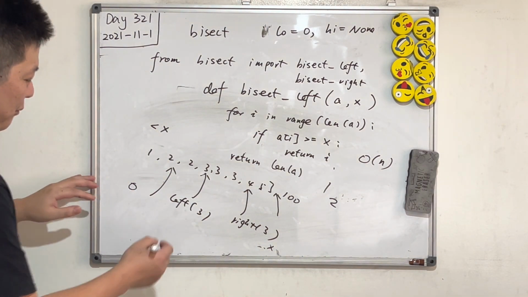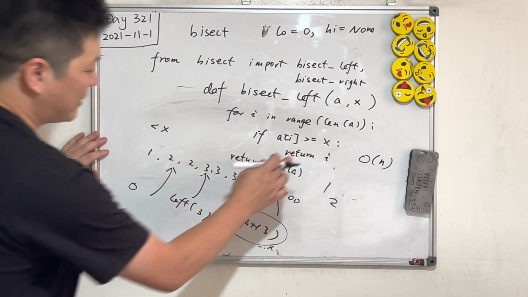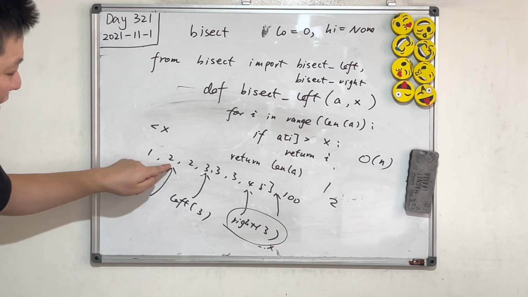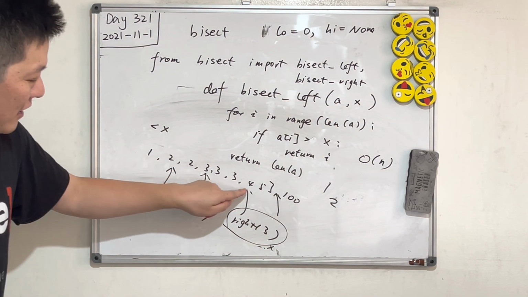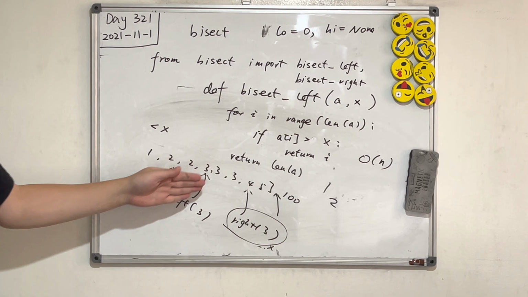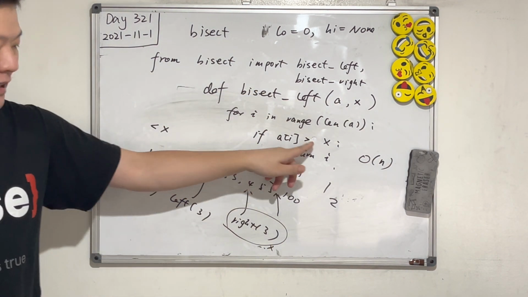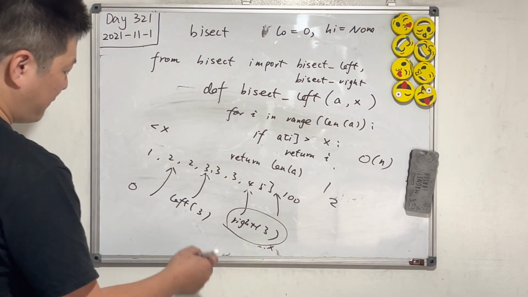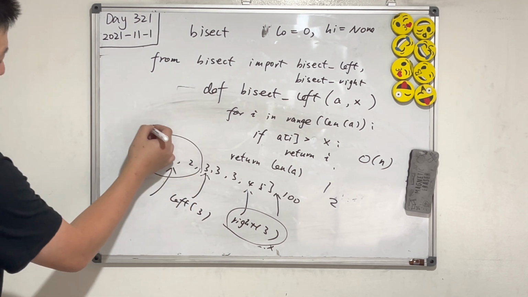Okay, so look at bisect right. For bisect right, we just have to change this equal to bigger. If it's equal, then I keep going, and if it's bigger, look, 4 is bigger than 3, then that's the insertion point. So the difference between bisect left and bisect right, if it's a linear search, is just this sign, because for bisect left everything needs to be strictly smaller than x.